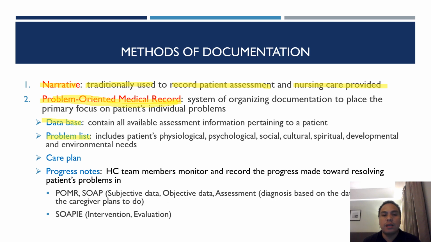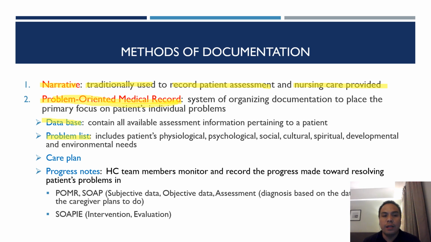We have also the problem list. In a problem list, that includes patient physiological, psychological, social, cultural, spiritual, developmental, and environmental needs. In a problem list that is derived from the database, it is usually kept at the front of the chart as an index to the numbered entries in the progress note. So the problems are listed in order in which they are identified and others are resolved.